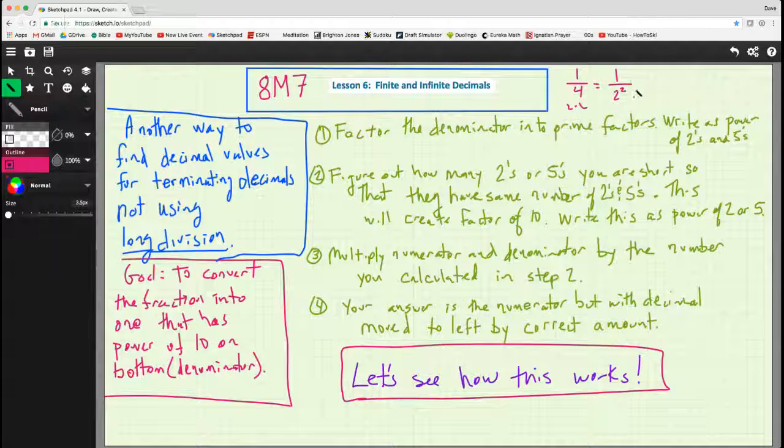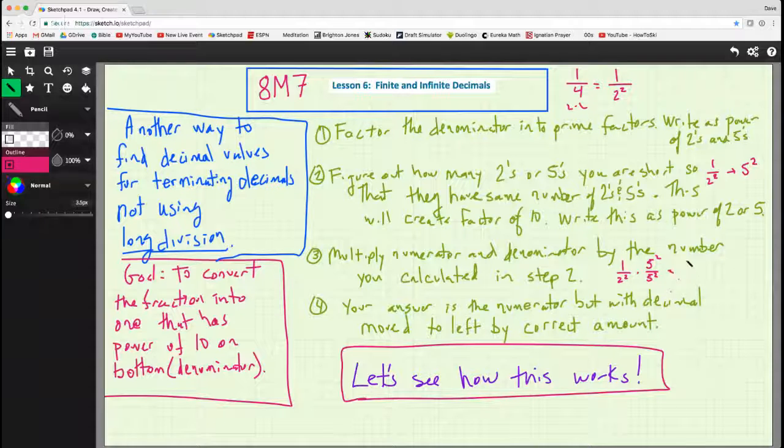Okay, so in this case, we have 1 over 2 squared. So we have 2 2s. We need 2 5s to match those 2 2s. So what we're missing is 2 5s. So we're going to write over here 2 5s, like 5 squared. Then we're going to multiply the top and bottom by this 5 squared. So we have 1 over 2 squared, and we're going to multiply it by this special value of 1, which is 5 squared over 5 squared, which doesn't change the value.